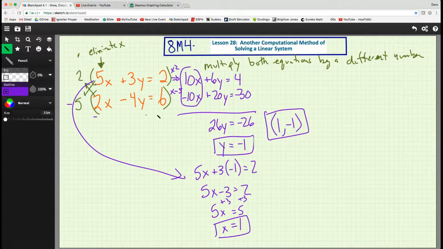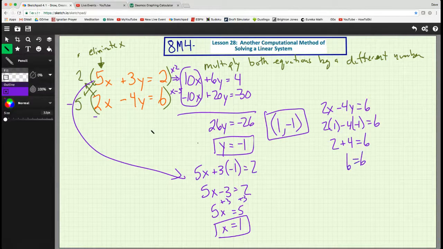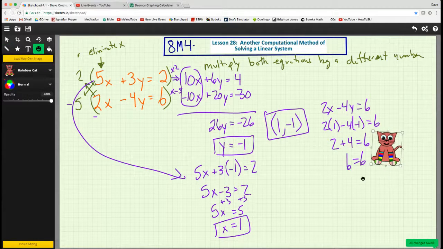And I'm going to do my check step on the second equation. 2x minus 4y equals 6. So 2 times 1 minus 4 times negative 1 equals 6. It better be true. And it is true. There's my happy cat.